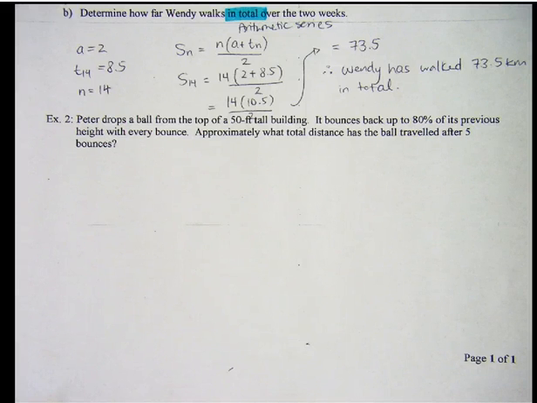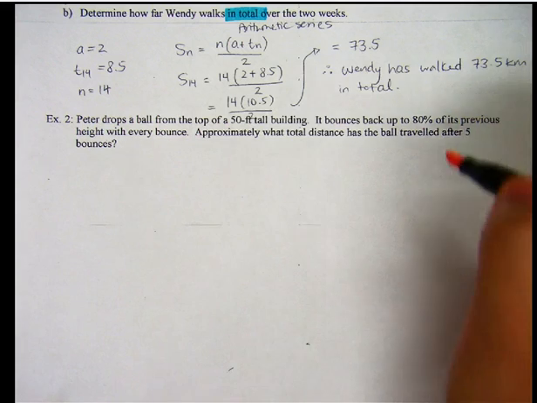We're at the bottom of lesson 7.3 with example 2. So Peter drops a ball from the top of a 50-foot tall building. It bounces back up to 80% of its previous height with every bounce. Approximately what total distance has the ball traveled after 5 bounces?